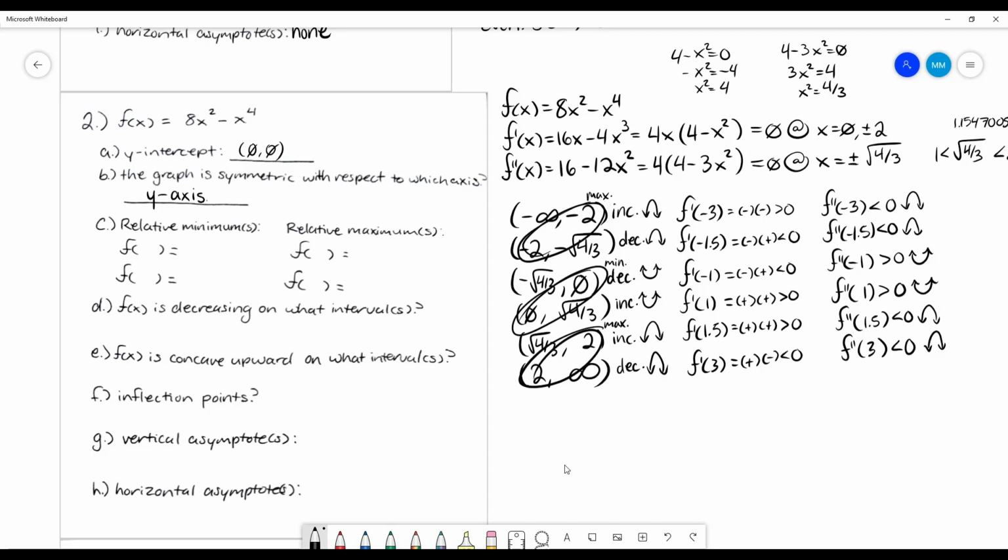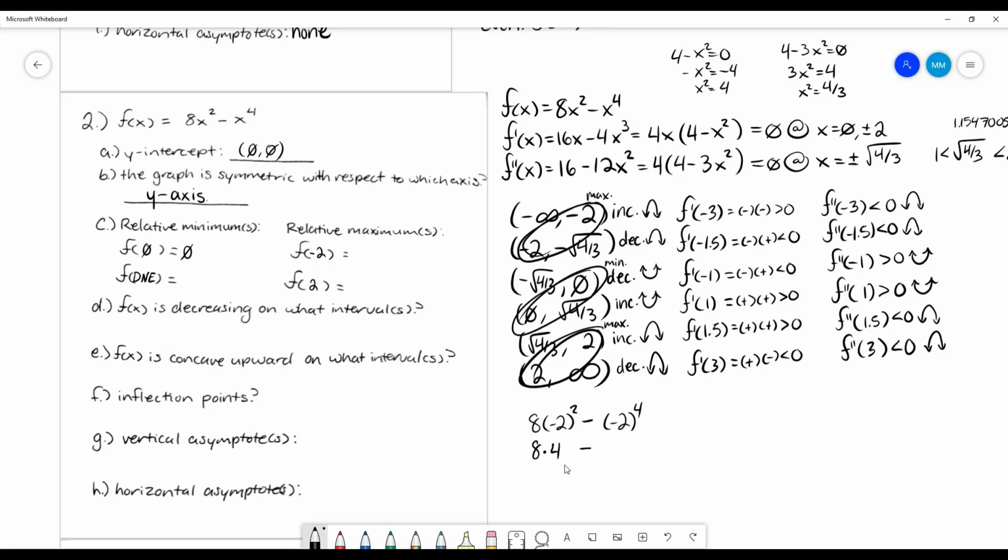So we know our relative minimum is at 0, and it's going to be 0, 0 if I plug that in. We don't have any other minimums. We have a relative maximum at negative 2 and 2. And now I just plug that back into the function. So if I have 8 times negative 2 squared, that's going to be 8 times 4, and then minus negative 2 to the 4th.